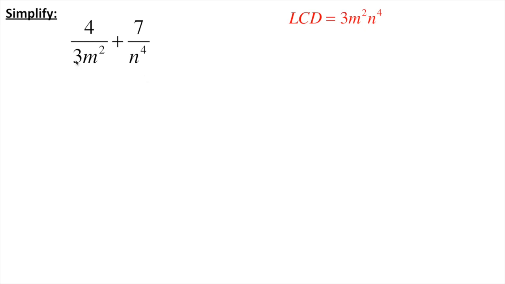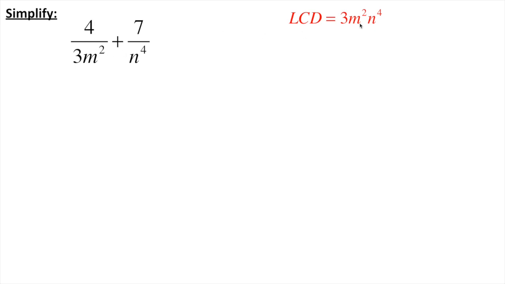Whenever we're going through this, we take the numbers first, 3 and 1. There's a 1 out in front here. The lowest common denominator there would be a 3. For m squared, we take the highest exponent, which in this case would be squared for our m's, and n to the fourth. All right, so now that we have that, we've got to look here on the left-hand side.